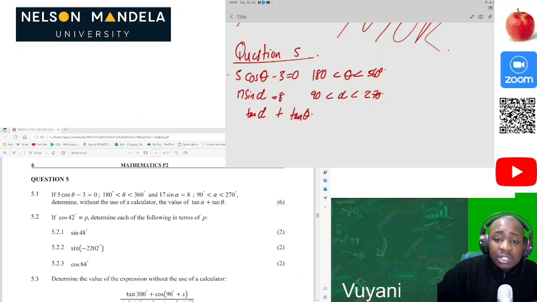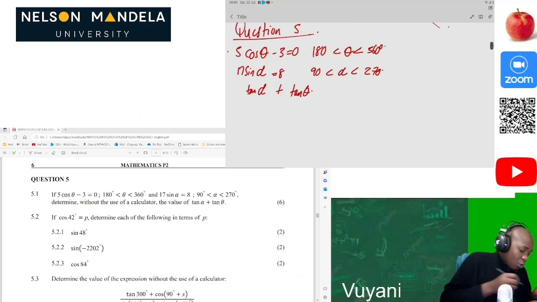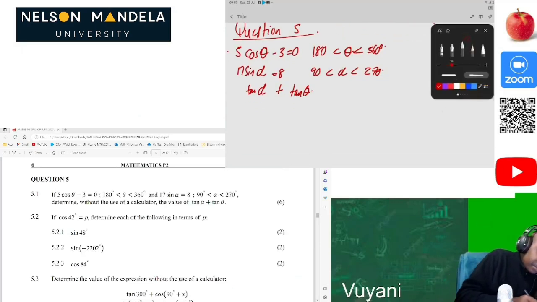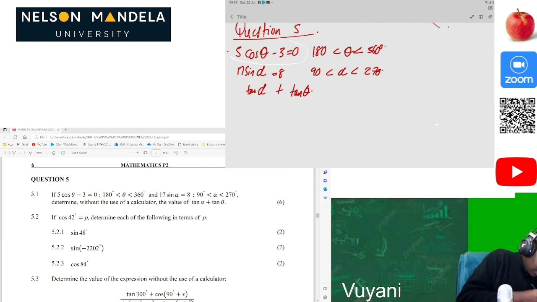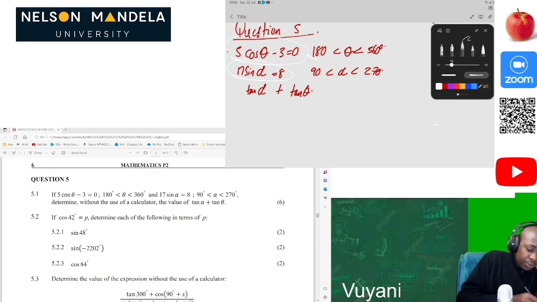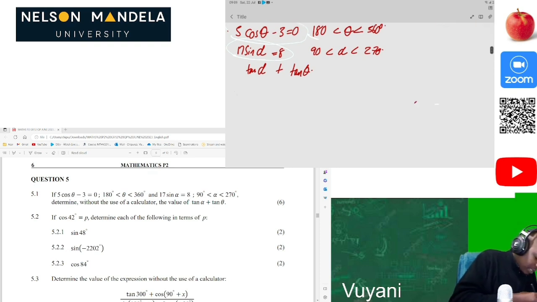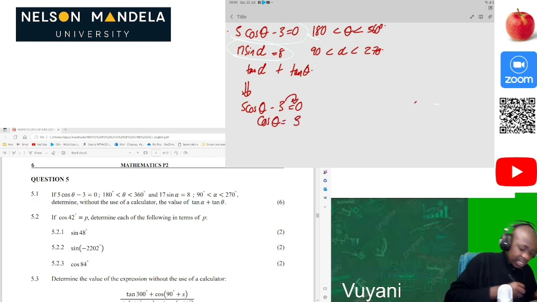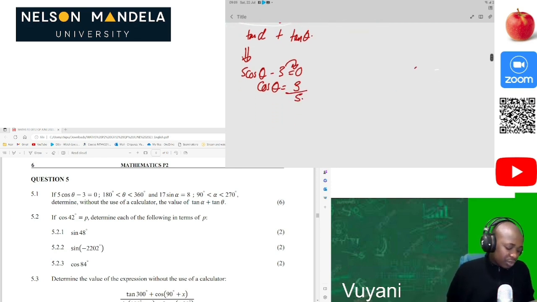The moment you see this, what's supposed to come to your mind is to draw these on the coordinate system. This is where the main marks should be. So for 5 cos theta minus 3 equal to 0, cos of theta will be equal to 3. We transpose the 3 to the other side, so it becomes positive 3. Then the 5 is multiplying, so when we transpose it, it will divide. So now we have cos theta equal to 3 over 5.